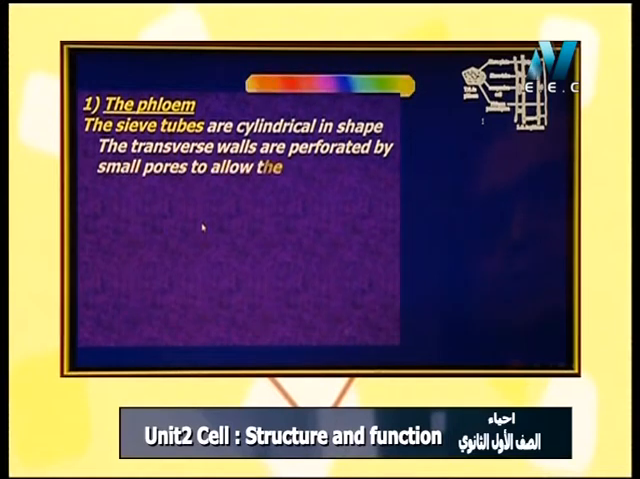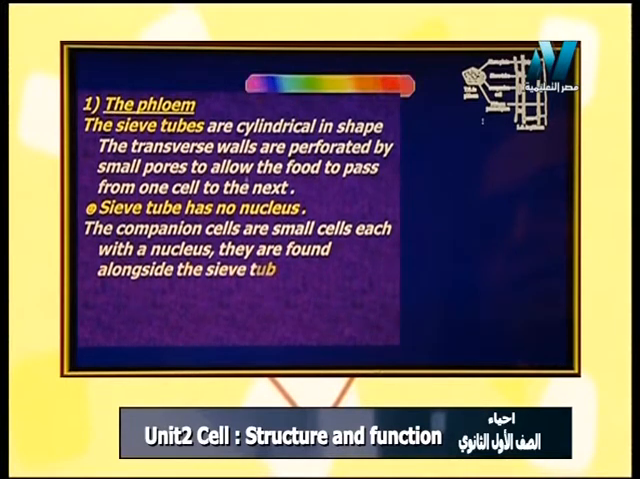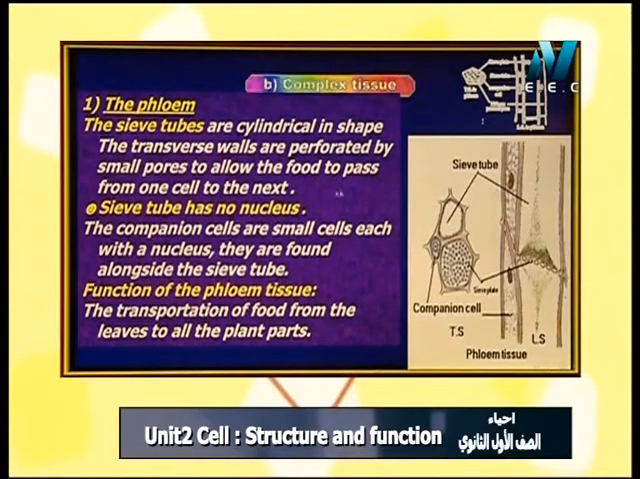But the phloem is made of sieve tubes, companion cells, parenchyma and fibers. The sieve tubes are cylindrical in shape. The transverse walls are perforated by small pores to allow the food to pass from one cell to the next one. The sieve tubes have no nuclei. These sieve tubes in front of us have no nuclei. We said the nucleus controls the cell activities, that is why next to each sieve tube there is a cell called a companion cell. The companion cell contains a big nucleus to control the activities of the sieve tubes.